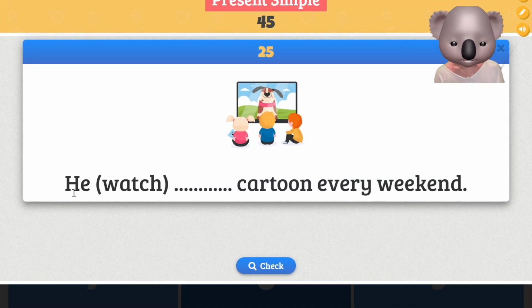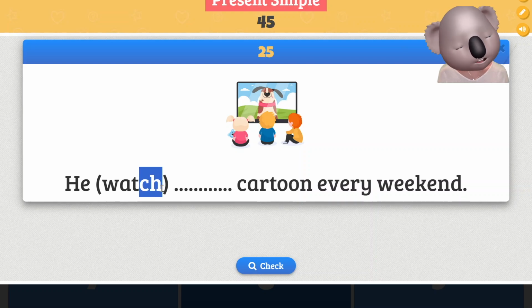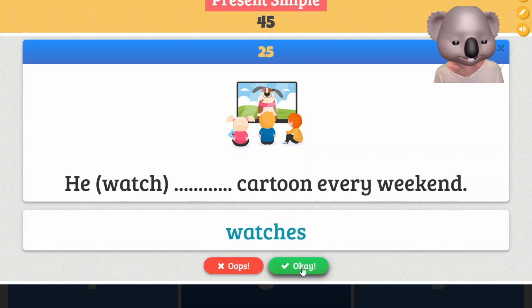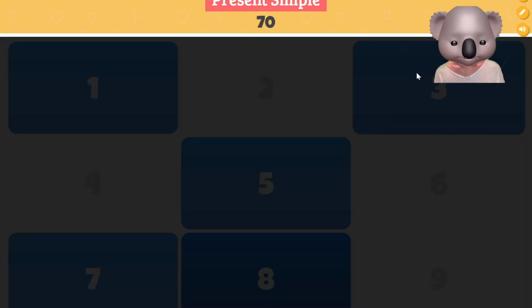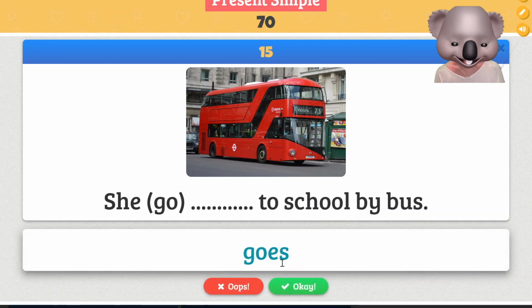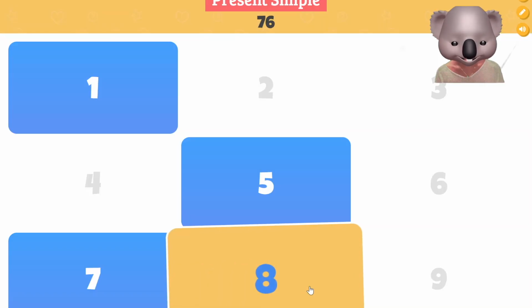Number 9. He watch cartoon every weekend. he가 있어서 바꿔야 되네. ch로 끝날 때는 what do we need to add? Good! es. He watches cartoons every weekend. Number 3. She go to school by bus. Remember, go is irregular. What do we add? She goes to school by bus.